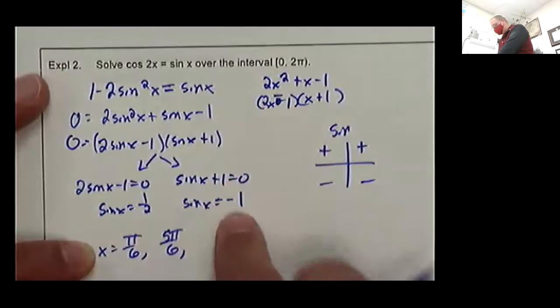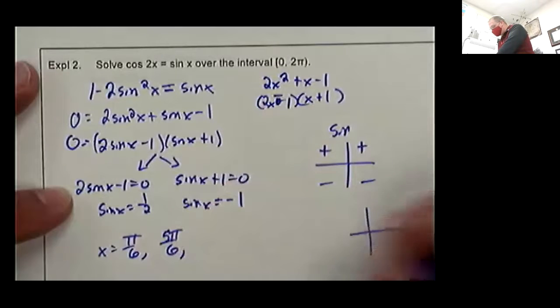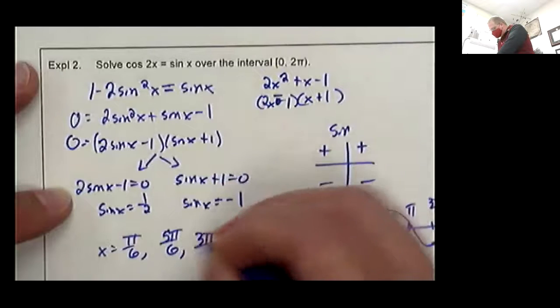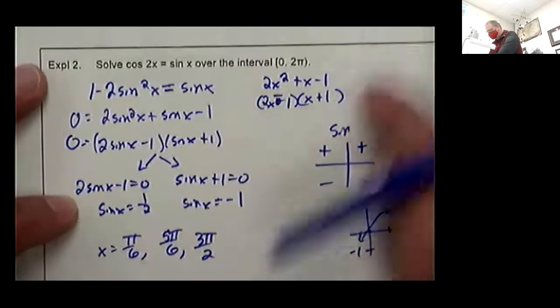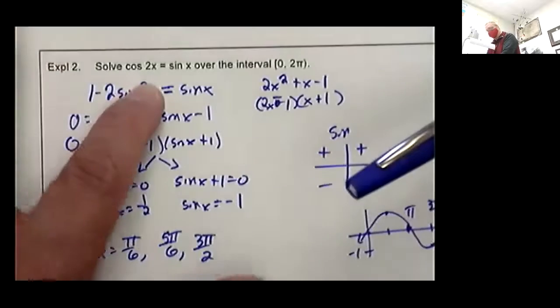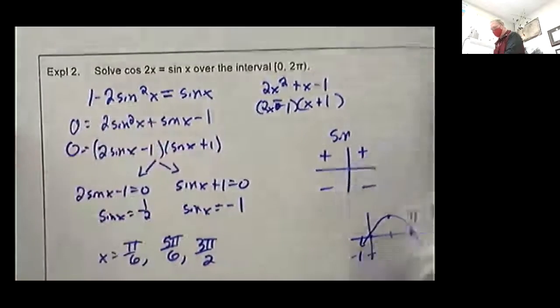And then we have a quadrantal angle where sine is negative 1. Again, for that, we can think about the sine graph. Starts at 0, goes to 1, 0, negative 1, 0. So where is sine negative 1? Here's pi. So that is at 3 pi over 2. That only happens at one place. So therefore, our solutions are pi over 6, 5 pi over 6, and 3 pi over 2. So again, another approach is to take a double angle identity and swap it out, and then solve using algebra methods.